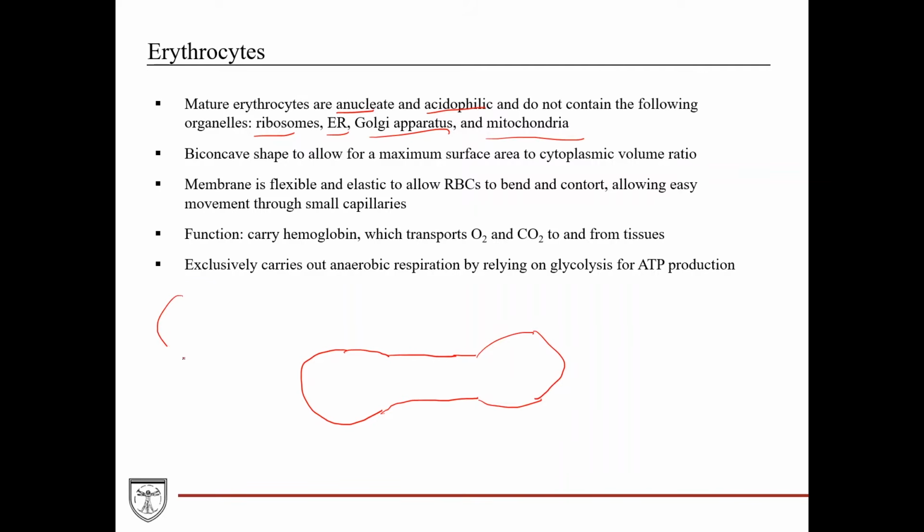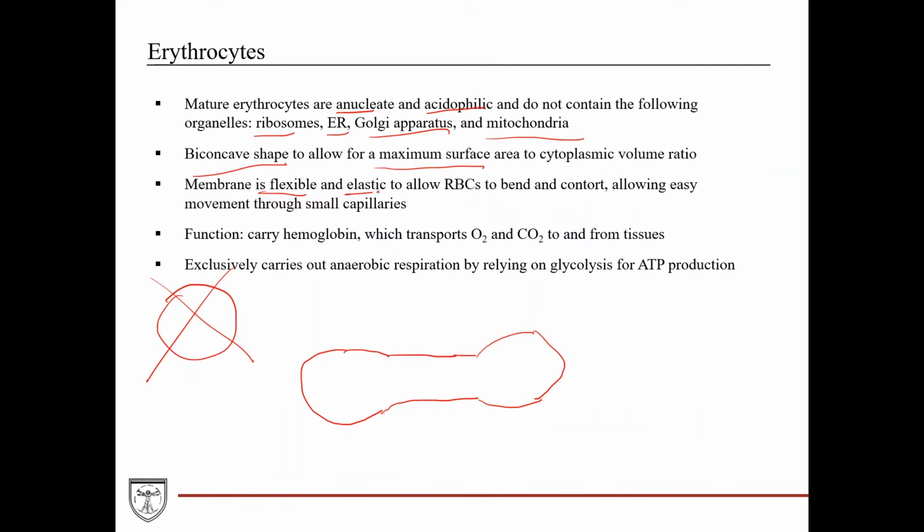Versus a sphere. There are some diseases called spherocytosis where you can have spherical shaped red blood cells, but that is not normal. So they have a biconcave shape, and this allows for maximum surface area to cytoplasmic volume ratio. This enables 2 things. One, efficient carrying of the gases, oxygen and carbon dioxide, for gas exchange. And then also it allows the membrane to be flexible along with the cytoskeletal component, which we'll talk about in a second here.